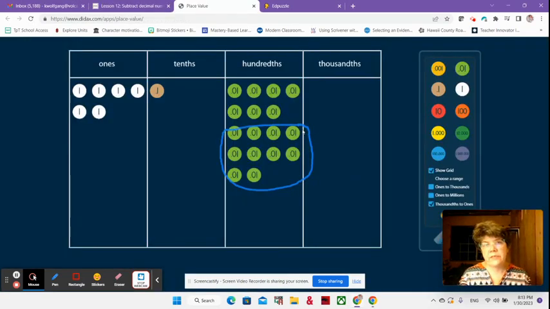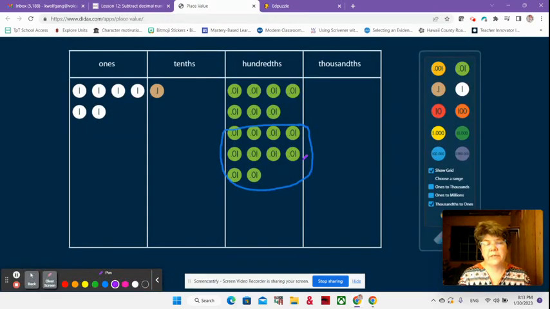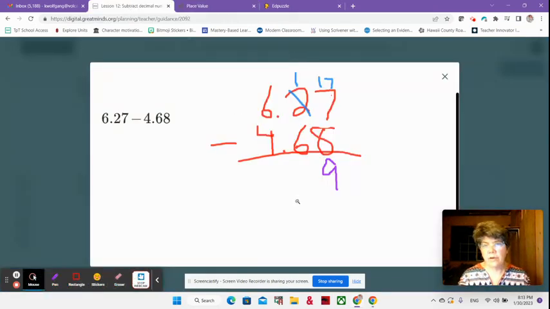Okay, so now I have 17 hundredths, and I'm subtracting 8 hundredths. So 17 minus 8 is 9. And let's look at our place value. I'm going to take away 8. 1, 2, 3, 4, 5, 6, 7, 8. And what do I have left? 1, 2, 3, 4, 5, 6, 7, 8, and 9. I have 9 left, just like I had over here.